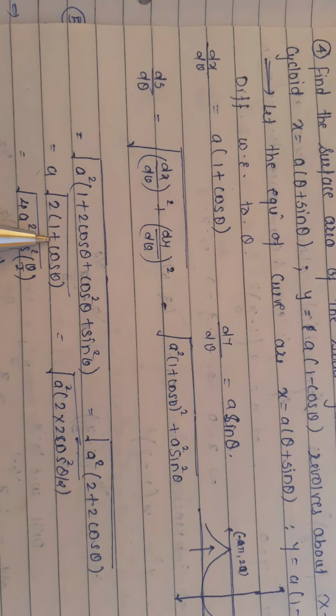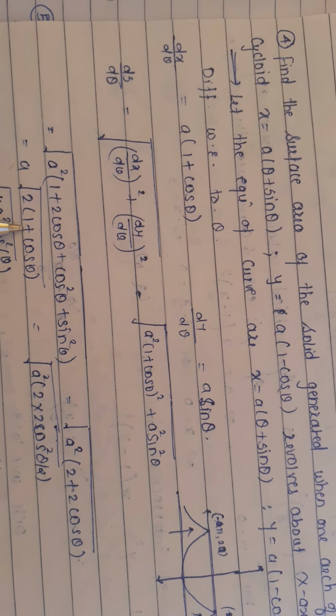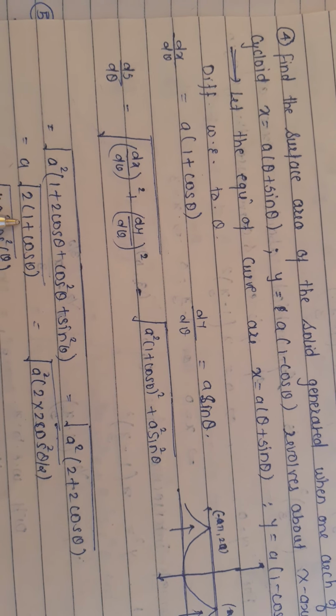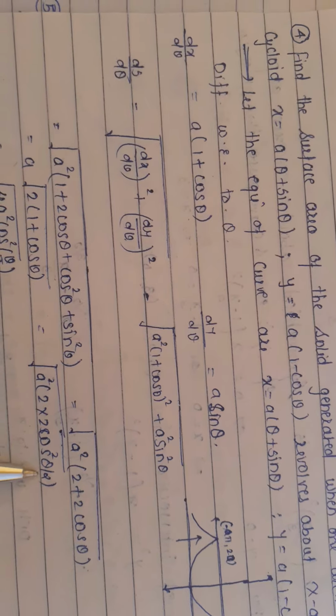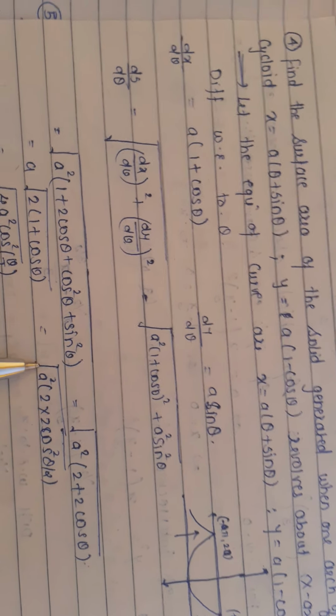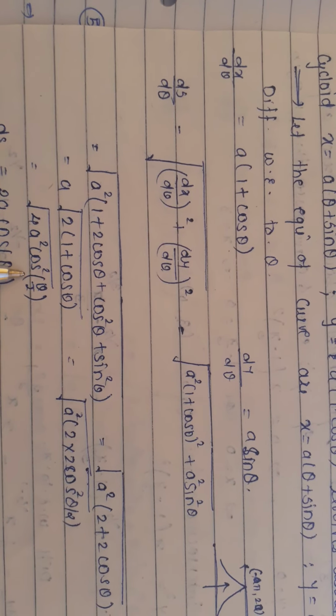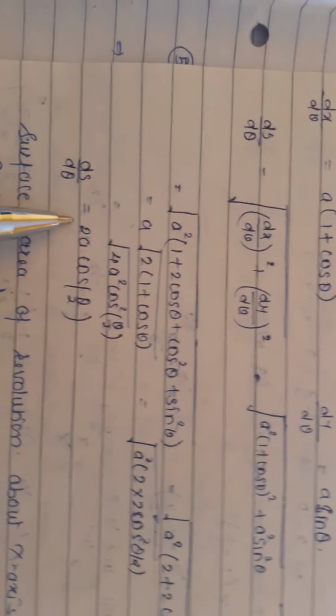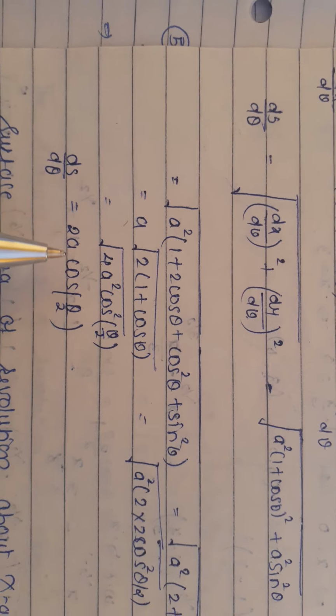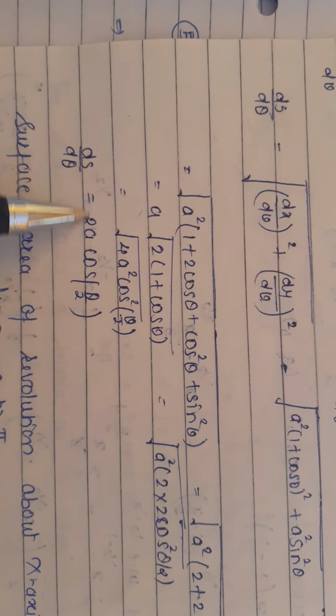Then for 1 + cos theta, we can apply its submultiple formula, so 1 + cos theta equals 2 cos squared (theta/2). So again 2 times 2 is 4, so that is 4a squared cos squared (theta/2). Now all are in square, so take its square root. So that becomes 2a cos (theta/2). Now this is regarding ds/d theta.